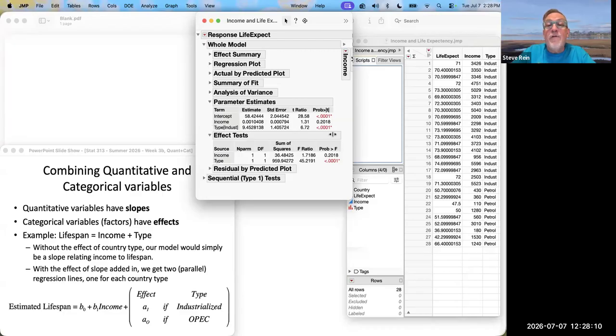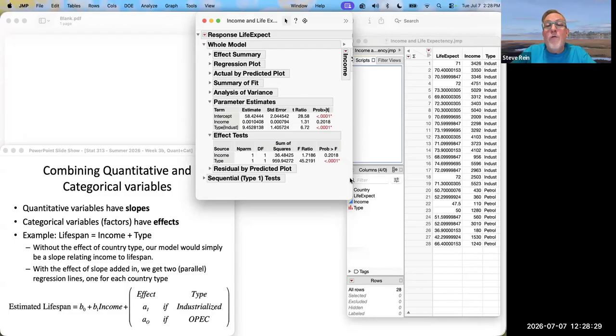And interestingly enough, your p-value for type is the same in the effects test as it is in your parameter estimates. If you ever have estimates corresponding to 1 degree of freedom tests, they should have identical p-values. We see that's true in both our cases.